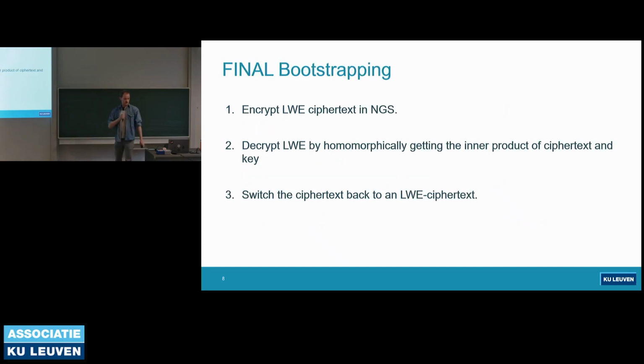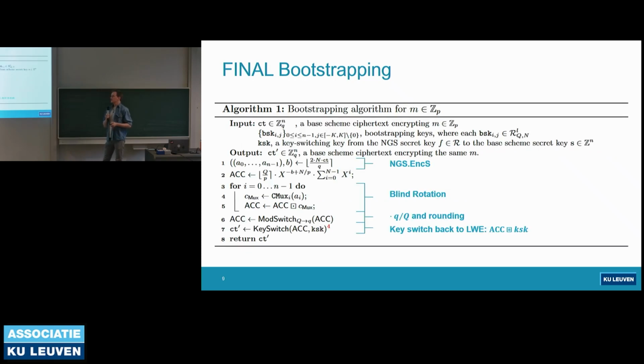So how does the FINAL bootstrapping work? The first step is to encrypt the LWE ciphertext in NGS. The second step then would be to homomorphically decrypt the LWE encryption. And you do this by getting the inner product of the ciphertext with the key, homomorphically in NGS. And then we switch back to get an LWE ciphertext. So this is the bootstrapping algorithm. As I just said, there's the scalar encryption here, so we encrypt the LWE ciphertext to an NGS ciphertext. Then we use a blind rotation, which takes care of the multiplication with the key. So that's actually the decryption, sort of, the LWE decryption. And then we switch it back to LWE.